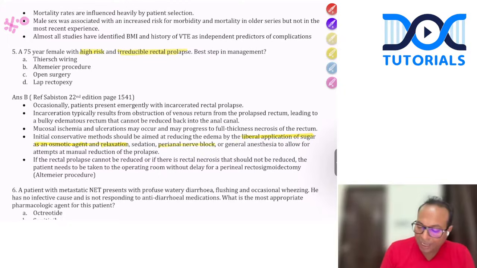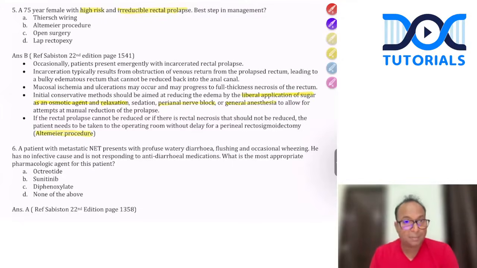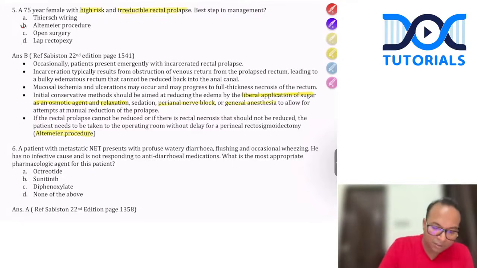Sedation, perianal nerve block, or general anesthesia may be used to allow attempts at manual reduction. If a rectal prolapse cannot be reduced, or if there is rectal necrosis, we have to go for a procedure called the Altemeier proctosigmoidectomy. The answer here is proctosigmoidectomy, the best answer in this choice.